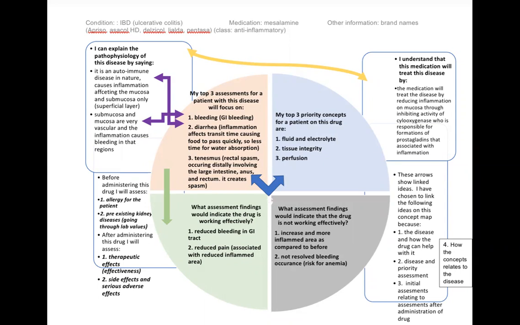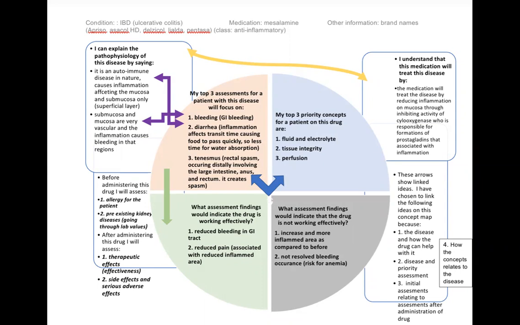An assessment finding that will indicate the drug is working effectively is reduced bleeding in the GI tract, so observation of stools or conducting occult blood tests as needed would be my assessment. And then the second one would be reduced pain. Pain is caused by the inflammation in that affected area. I will do this assessment by conducting an OPQRSTU pain assessment and also follow up with sigmoidoscopy as needed to find out how the disease is resolving.